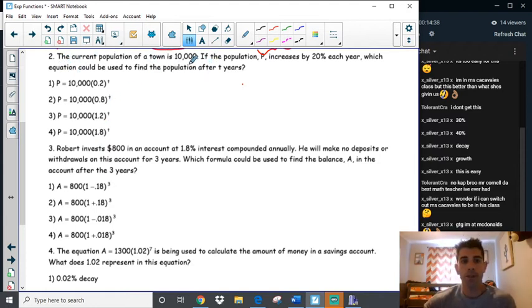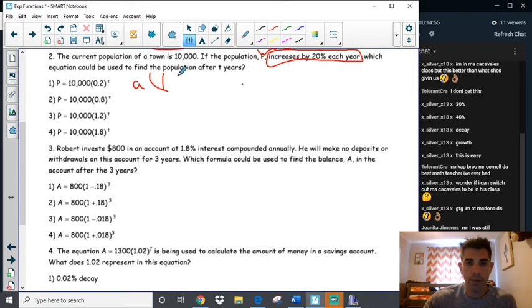The current population of a town is 10,000. The population increases by 20% each year. Which equation can be used to find the population after t years? Well, again, percent means exponential. So I'm going to do A1 plus or minus the percent over 100 to the x power. My initial value was 10,000. I'm going to be adding because it said increase.